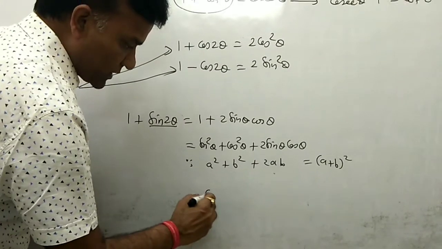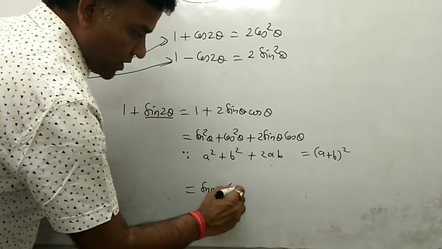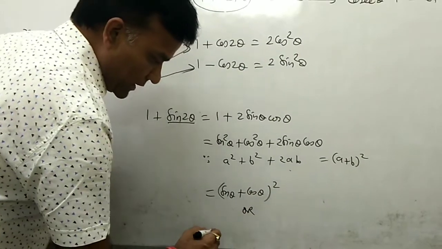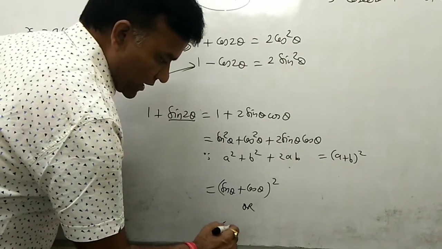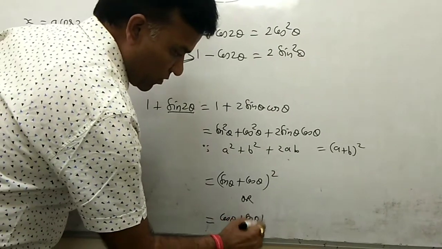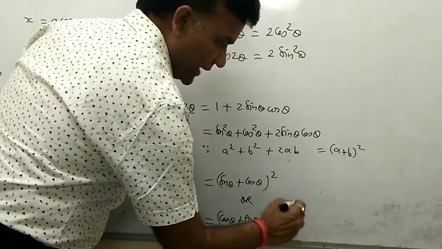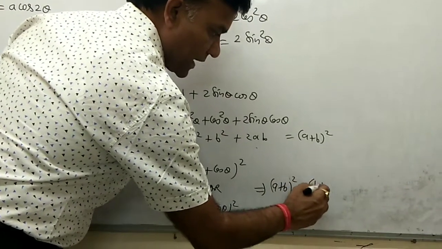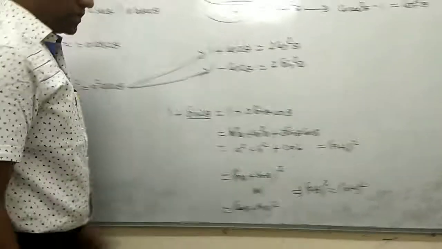So now we have sin theta plus cos theta of whole square, or you can write cos theta plus sin theta of whole square, because we know that a plus b of whole square is the same as b plus a of whole square. There is no change between these two terms.